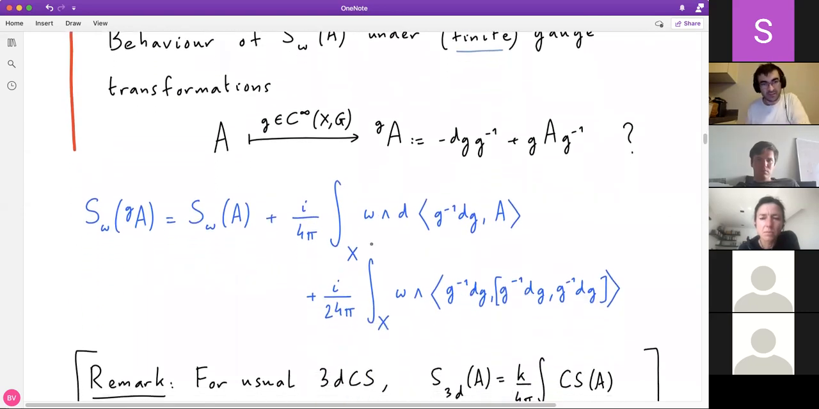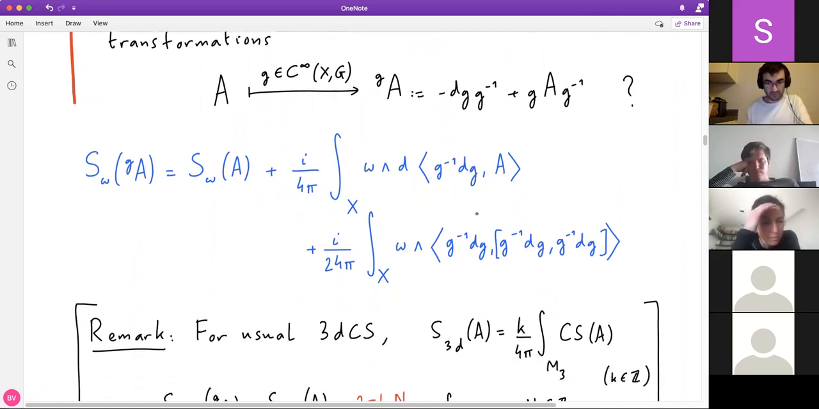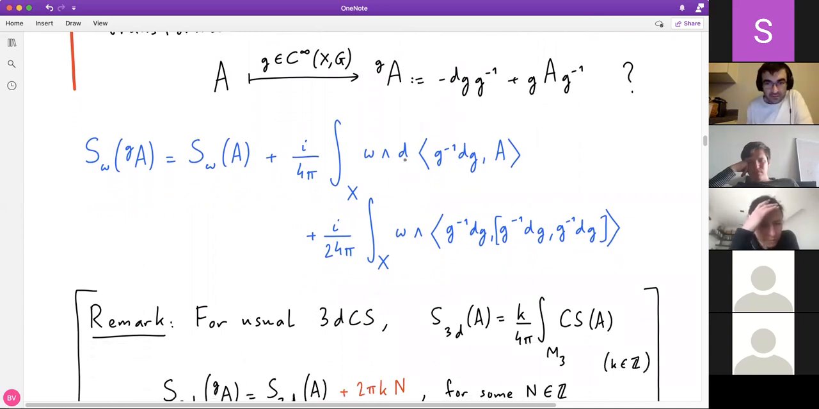And the hope is to make this gauge invariant by introducing suitable boundary conditions on the gauge field A. So if you just compute the variation of the action on the gauge transformations, you find these two additional terms. This is very familiar for people who've worked on 3D Chern-Simons. So there are these two extra terms.